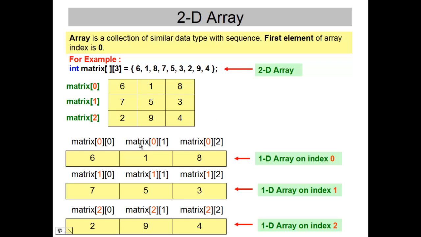Now accessing any value location. Suppose I want to access the value at location 1 1. So matrix 1 1, the value is 5. Same, what is the value at index 0 0? The 0 0 index value is 6. So this is the 2-dimension array of integer.